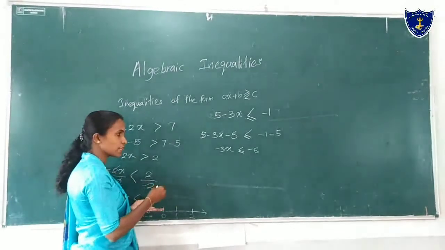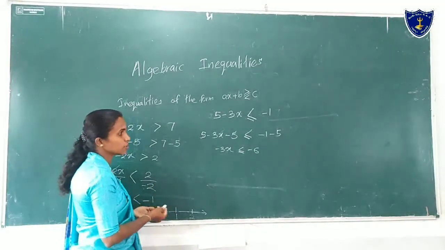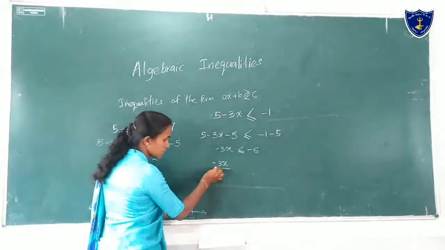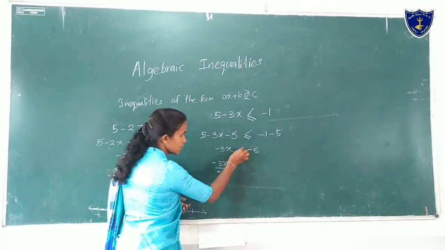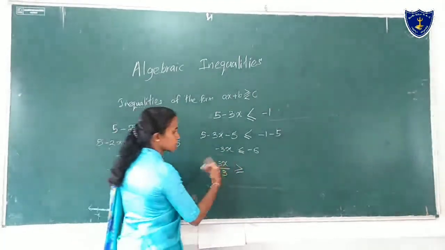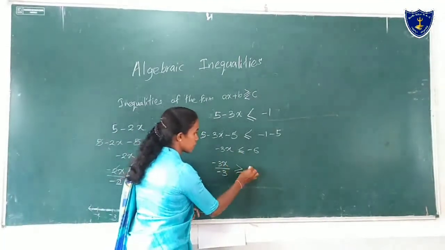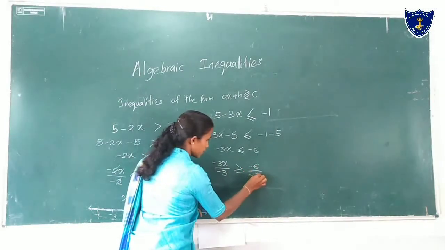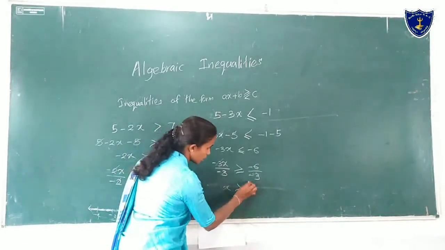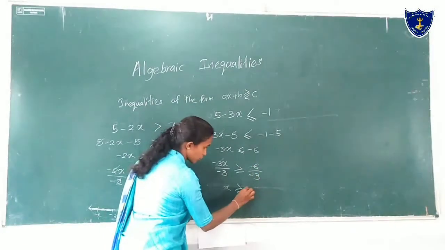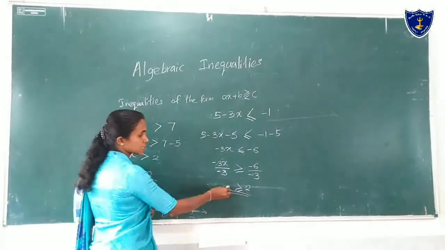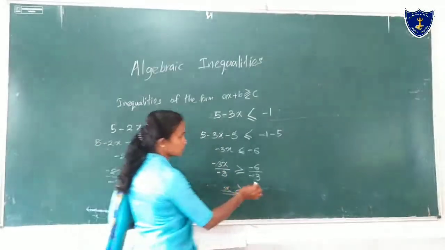If it is a negative number, you have to take the next line: minus 3x divided by negative 3, less than or equal becomes greater than or equal. You have to change the direction of the inequality symbol. Negative 6 divided by negative 3. Then x is greater than or equal to, negative divided by negative is positive, 6 divided by 3, positive 2. x greater than or equal to positive 2.